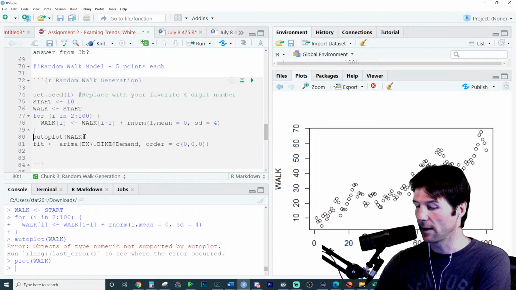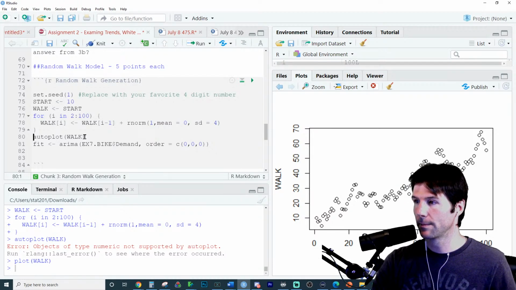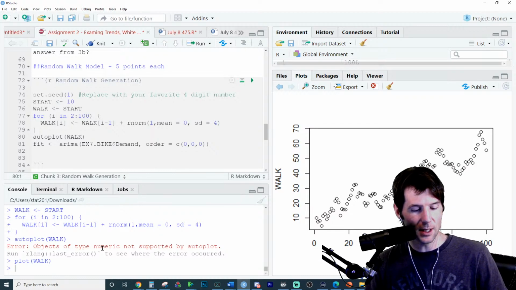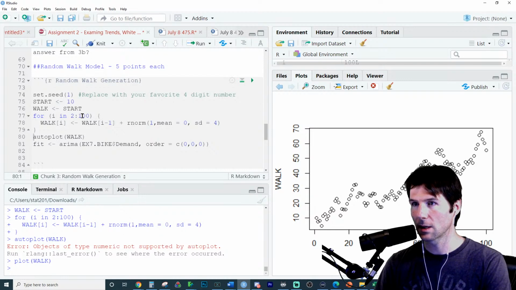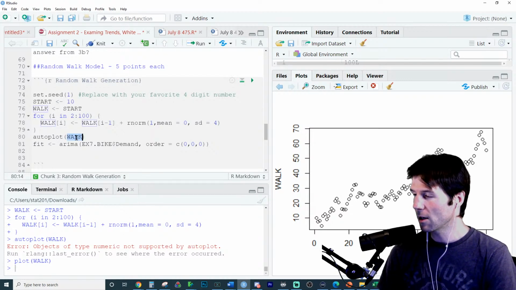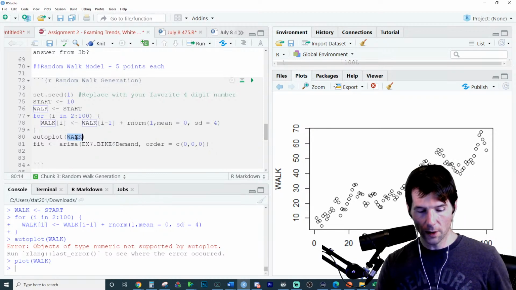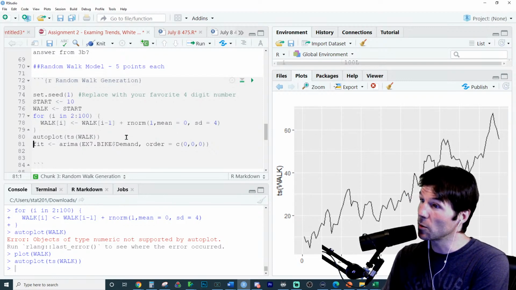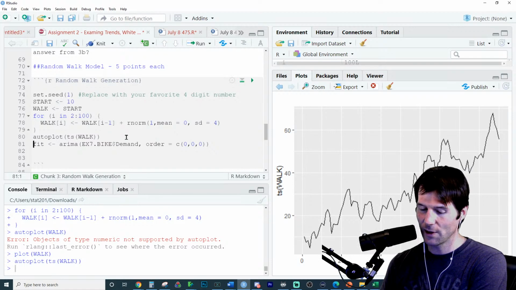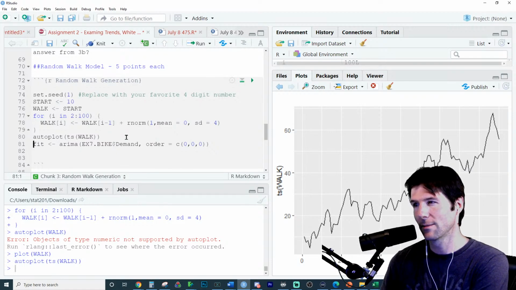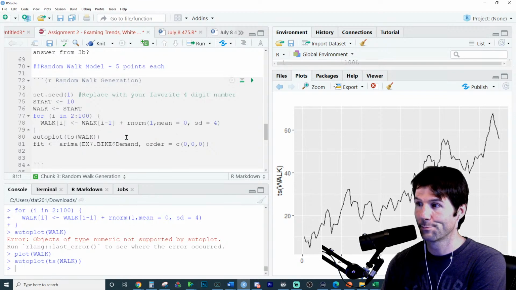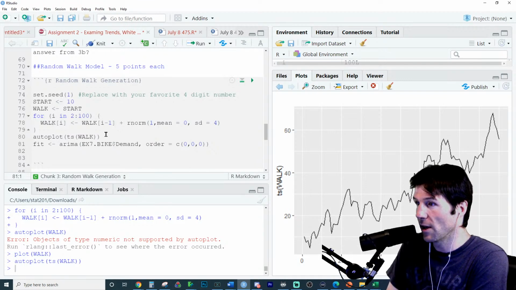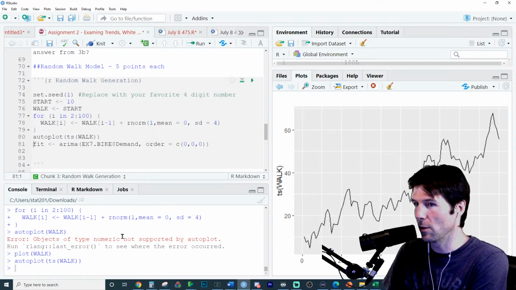What must autoplot take? What does autoplot need? Autoplot takes a certain class of object to work, and it said, nope, objects of type numeric not supported. You gave me a numeric type. Close, but not a data frame. Autoplot wants a time series object. Now it said, thank you, I will do this for you. I wish it had an if, like if class numeric, turn to time series. So we have to give it a time series object. If not, it just says, nope, you gave me numeric.